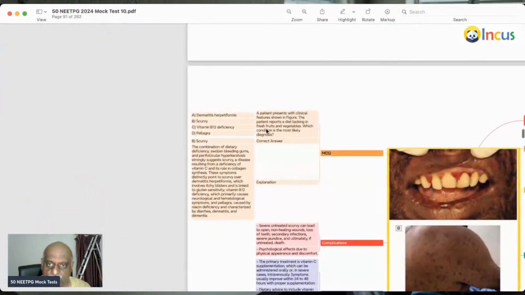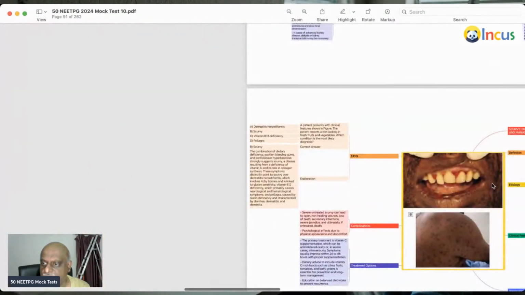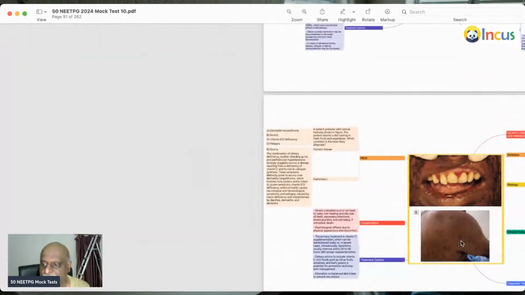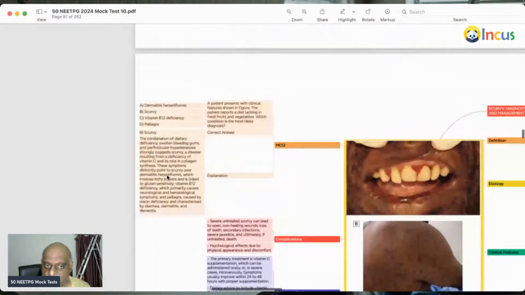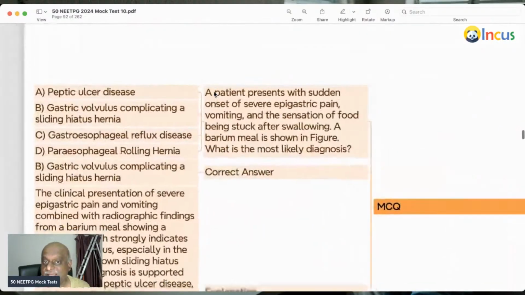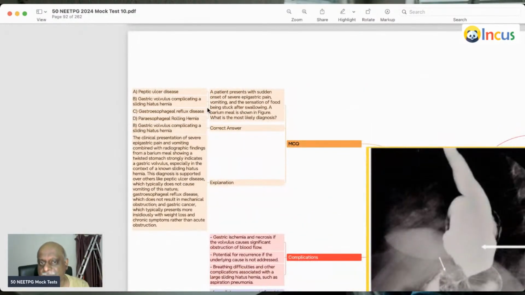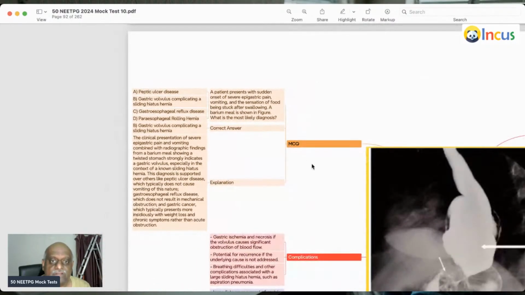Kimmelstiel-Wilson nodules. Patient has the clinical features which are being shown to you. There is gingival bleeding, perifollicular hemorrhages are seen, which is very classical of vitamin C deficiency associated scurvy. Patient has a sudden onset of severe epigastric pain, vomiting, sensation of the food being stuck after swallowing.